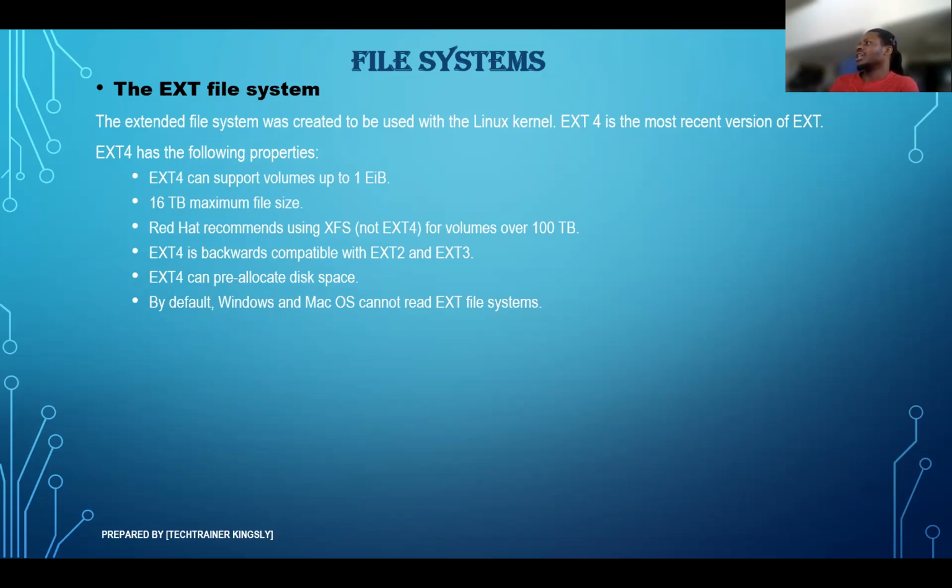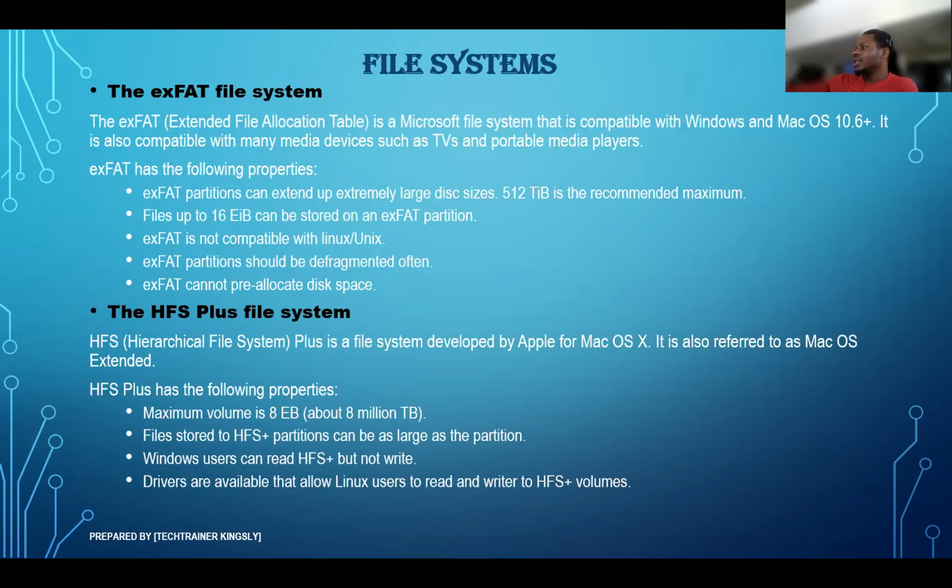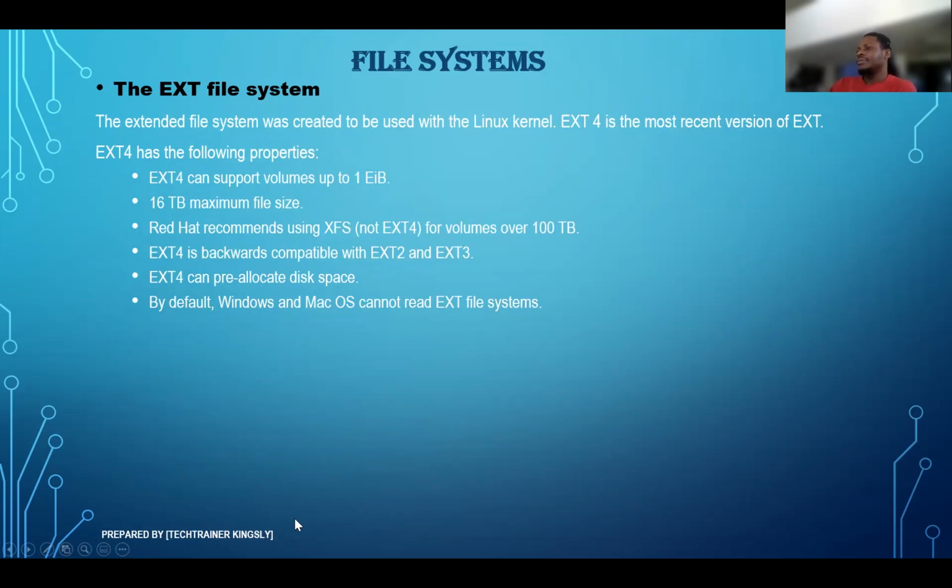So it says ext can support a volume of up to 1 EiB, which is about 8 million terabytes, maybe about 1 million terabytes as the other one converted. Let's just do the conversion. It says 16 terabytes maximum file size, so it's more than FAT32. What was the FAT32 limit again? Was it 2 terabytes? Yeah. Then it says Red Hat recommends using XFS, which you're going to get into. These are just examples of what you'll see on the Linux side.